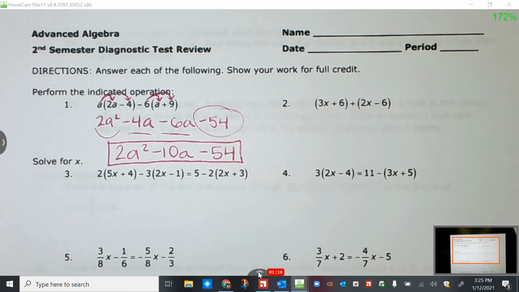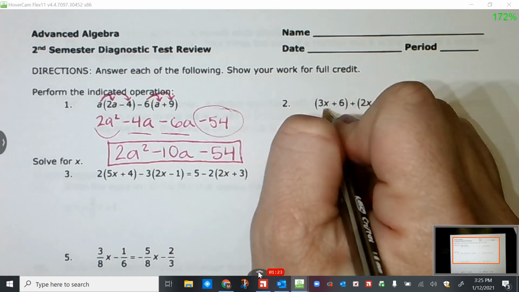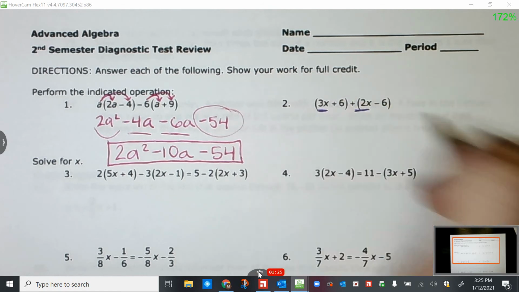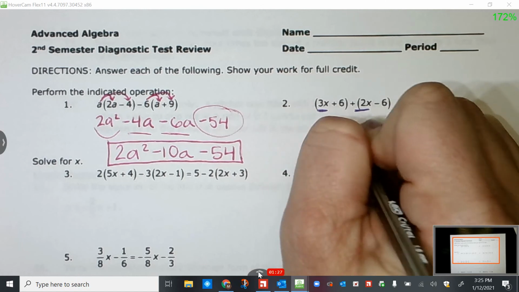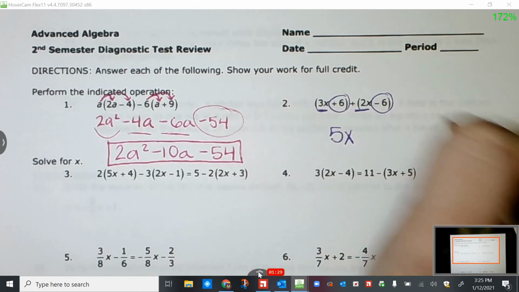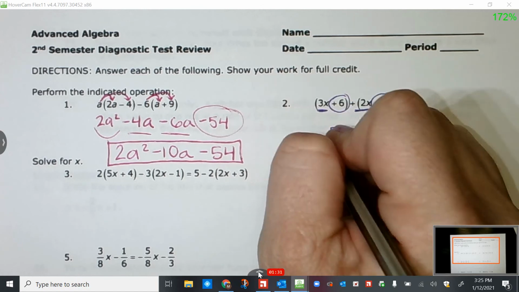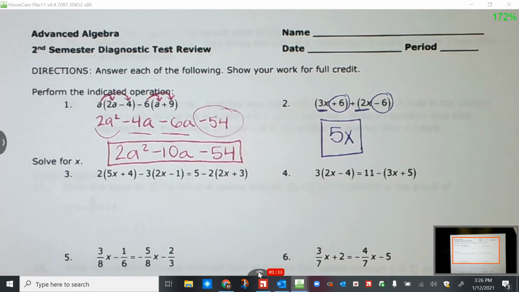Okay, so let's look at that next one. Y'all, I want you to realize this one has a plus sign in the middle of the parentheses. Anytime you have a plus, y'all, that means just combine. Okay, combine like terms. You don't really need the parentheses. So 3x plus 2x is 5x. And 6 minus 6 is actually 0. So 5x is your answer.